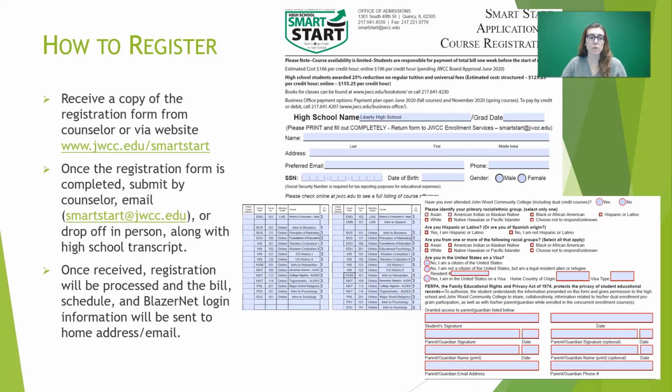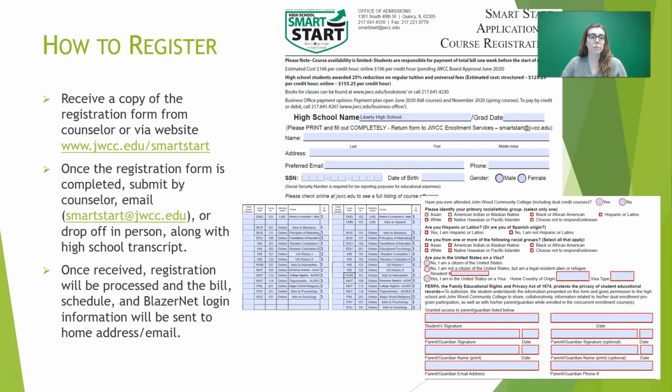So once I have the registration form, I'll look at what courses the students are taking and if there's any prereqs that go along with that. I will most likely need the high school transcript. I can work with the guidance counselor to get that. The student can also have the guidance counselor send that directly to me.